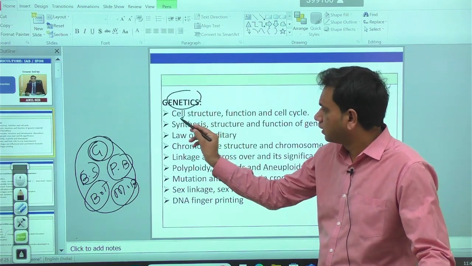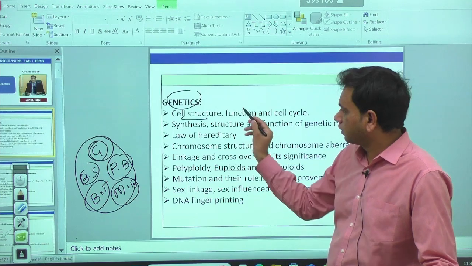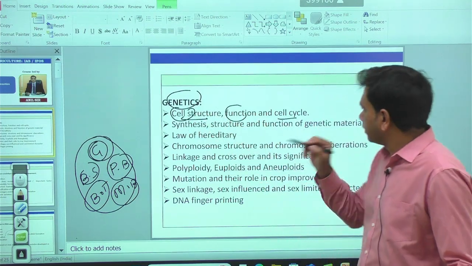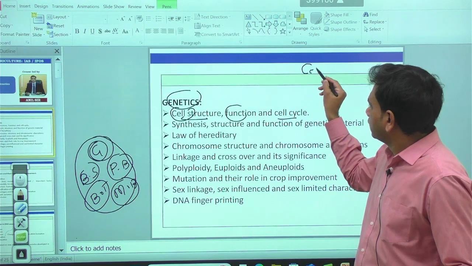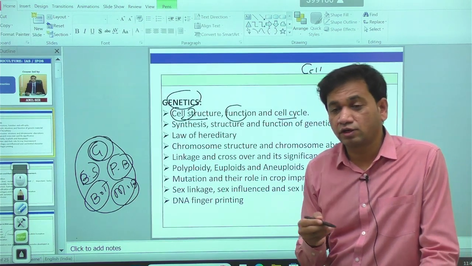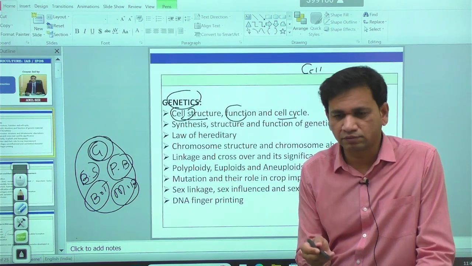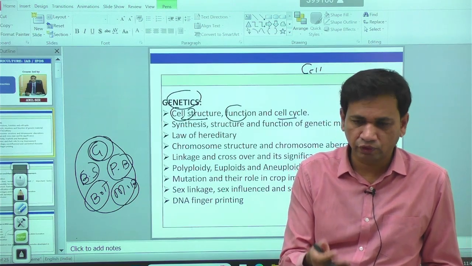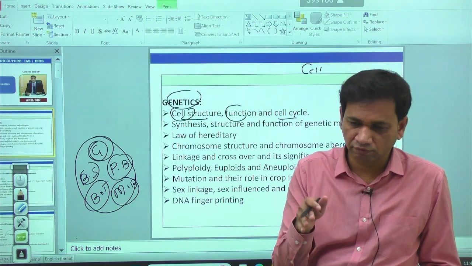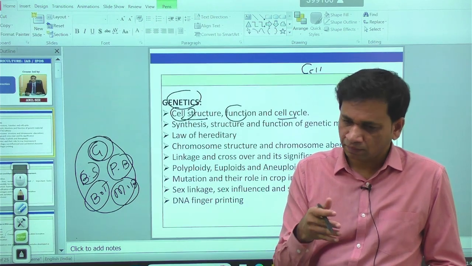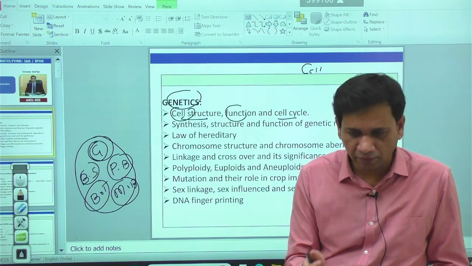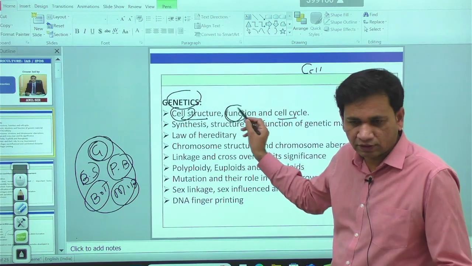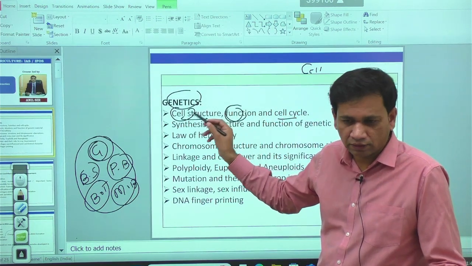One is the cell structure and functions of the cell, and the cell cycle. Within the cell, we have different kinds of components or organelles. Especially in the plant cell, we have the mitochondria, protoplasm, cell membrane, cell wall, nucleus, and Golgi bodies. We will discuss all the organelles and their functions in plant growth and development.